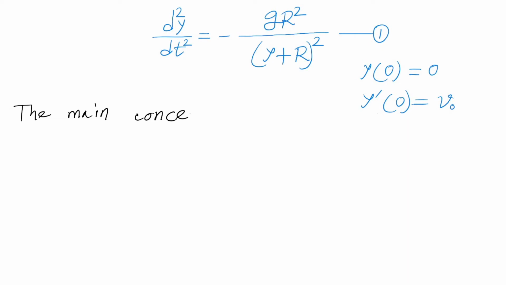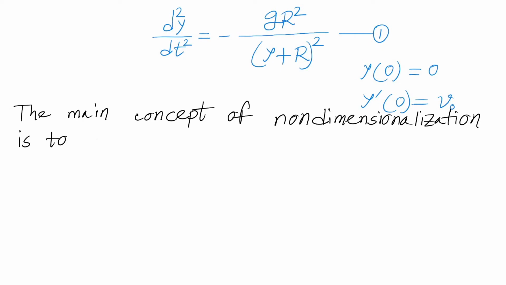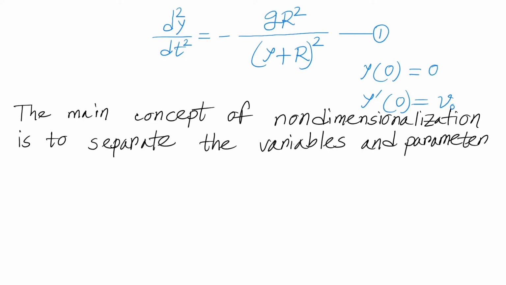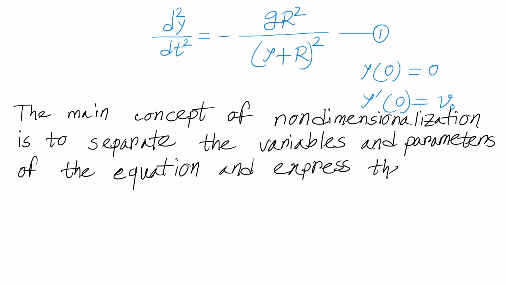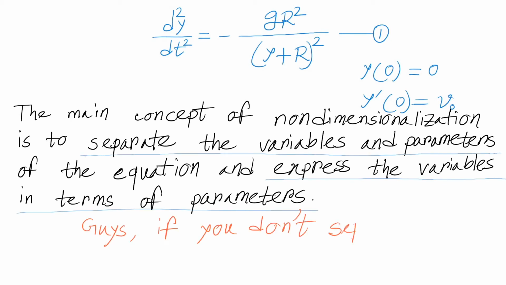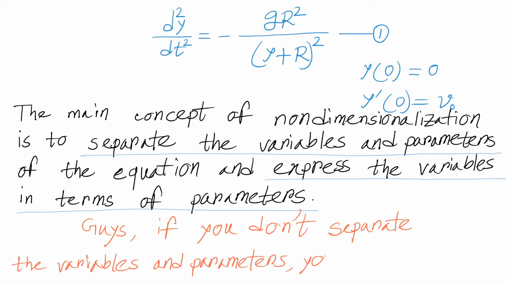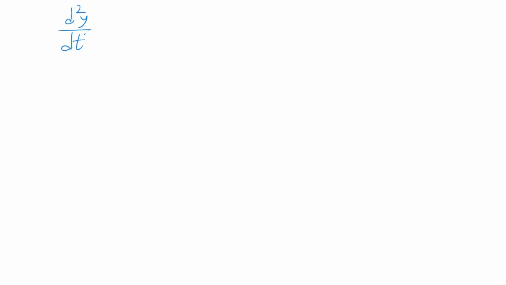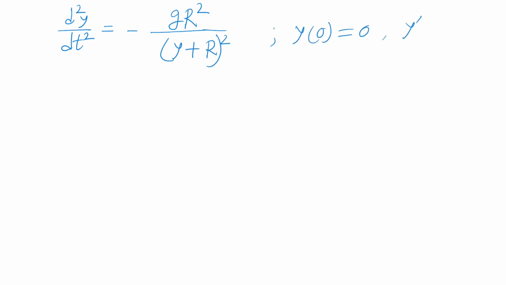The main concept of non-dimensionalization is to separate the variables and parameters of the equation and express the variables in terms of parameters. Guys, if you don't separate the variables and parameters, you will get confused. So this is important and the main thing here. And it is easy. First, identify the dependent and independent variables of the equation. All the rest are parameters.